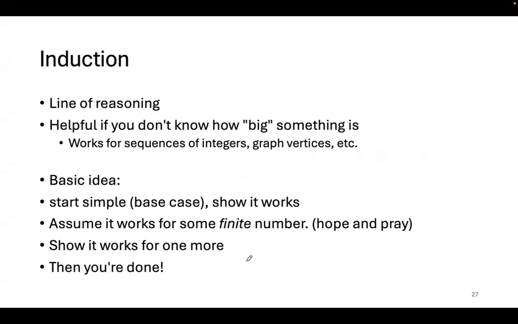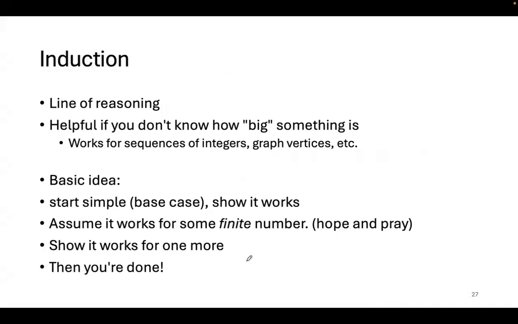if we are trying to show some general property about a kind of graph. It's a line of reasoning that's very helpful if you don't know how big something is. So that involves like, what's the size of the graph? I don't know, but we're going to show that it works for all of those possible instances.